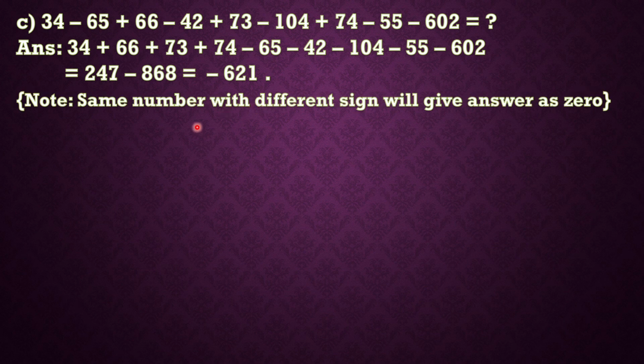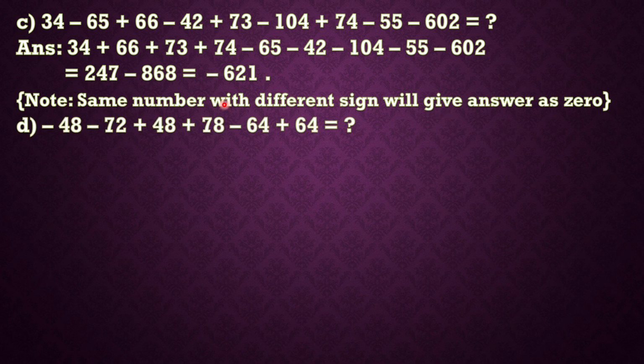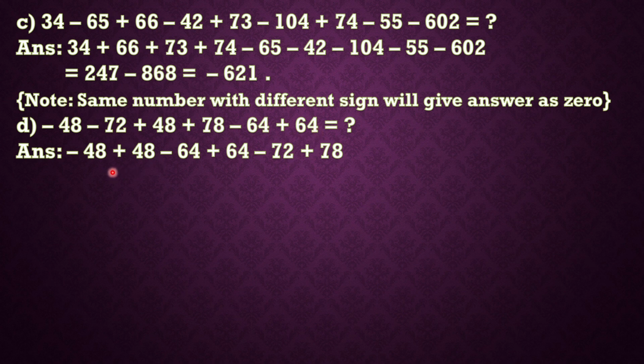So the same number with different signs will give the answer as 0. So how is it going to work? Okay, here is the question. Minus 48 minus 72 plus 48 plus 78 minus 64 plus 64. So same number with different sign. It will give us 0, it seems. Let us see now. Let us club. Minus 48 plus 48, minus 64 plus 64, minus 72 plus 78. When we club them, yes, see, it will get cancelled.